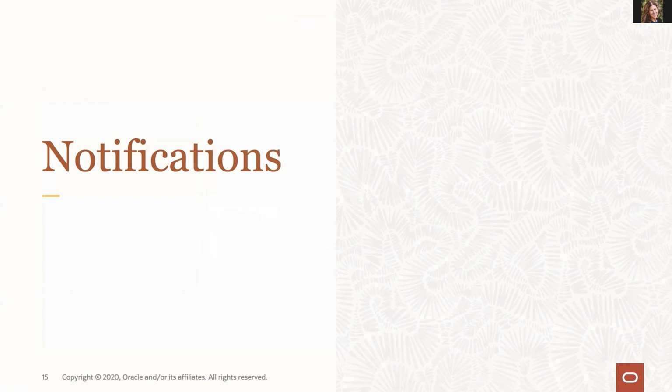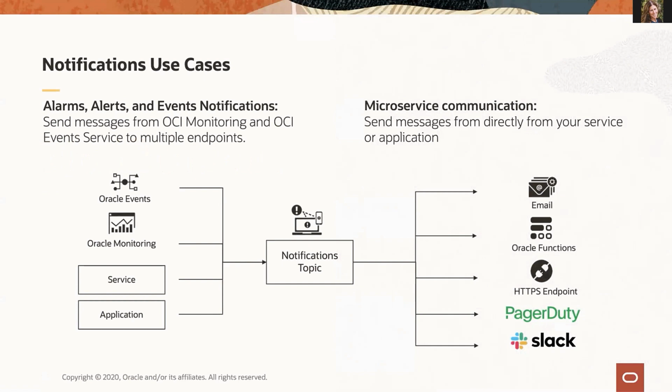All right, we talked about functions and events. Let's talk about notifications now. Notifications allow you to send messages from OCI monitoring and OCI event service to multiple endpoints, or also from your own application or functions to those multiple endpoints.